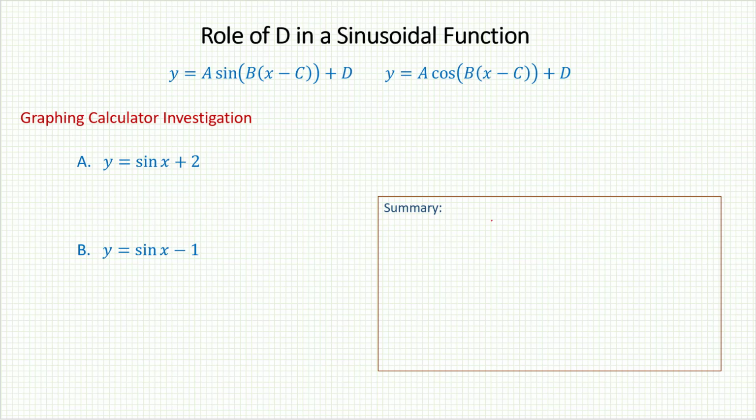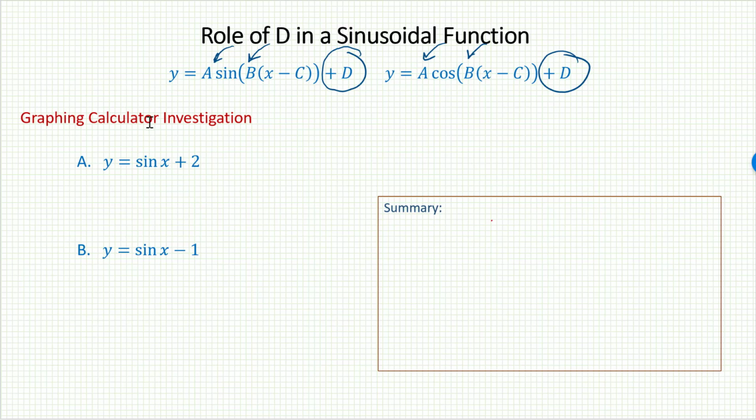Role of d in a sinusoidal function. So we have these four possible changes that can happen in our sine and cosine equations. We've already figured out that the a in the equation controls the basic shape as well as the amplitude, and we've determined that the b impacts the period. What about adding a number to the end, this plus d? What impact will that have on the graph of this equation?